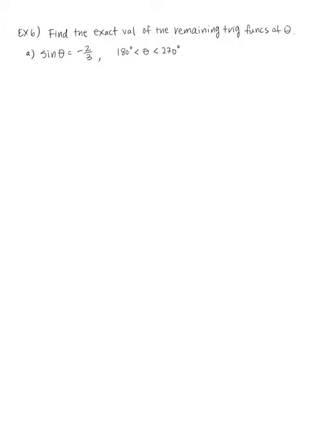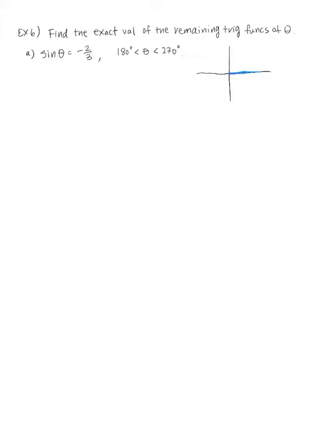Okay, so let's do another example. Example 6. Find the exact value of the remaining trig functions of theta. Sine of theta is -2/3, and theta is between 180 and 270 degrees. So I'm just going to draw this out. There are so many ways that you can do problems like this. But since we're using the reference angles in this section, let me try to solve it by using the reference angle theorem.